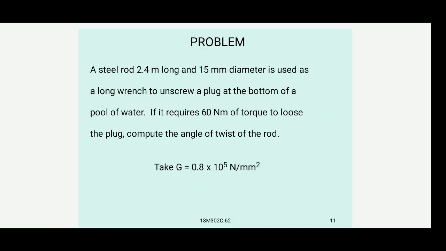Another problem: a steel rod 2.4 meters long and 15 mm diameter is used as a long wrench to unscrew a plug at the bottom of a pool of water. If it requires 60 Newton meter of torque to loosen the plug, compute the angle of twist of the rod. Take capital G is equal to 0.8 into 10 to the power 5 Newton per mm square.